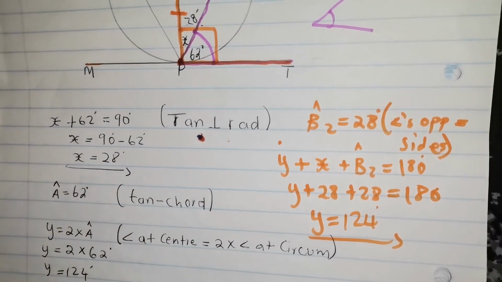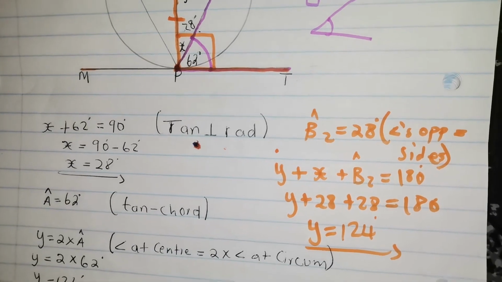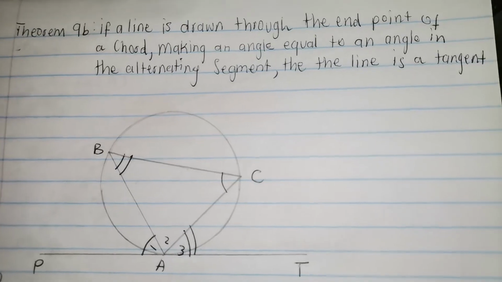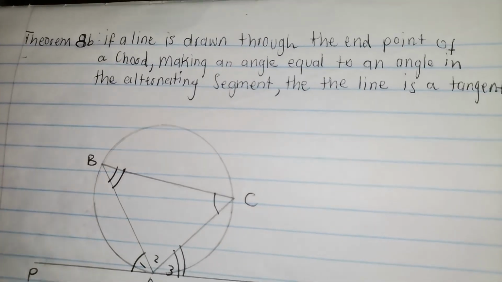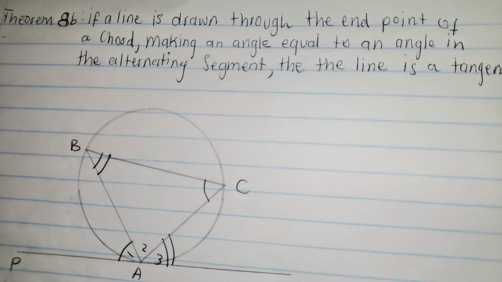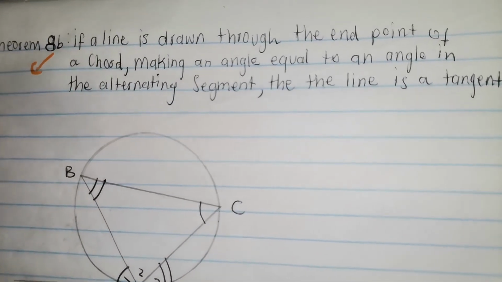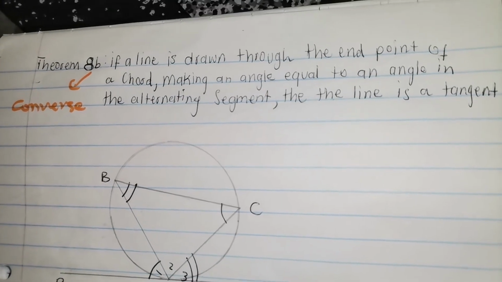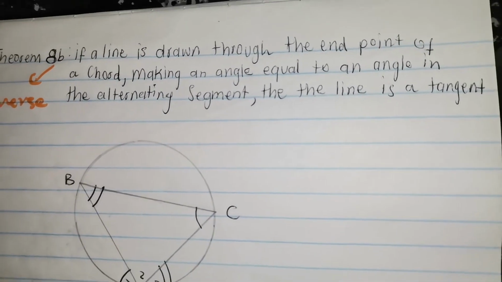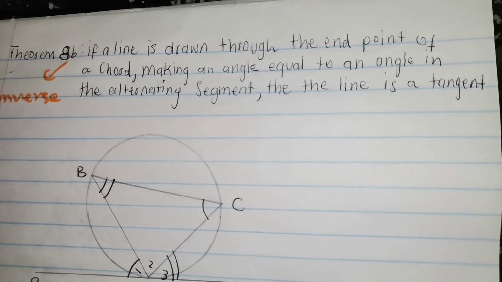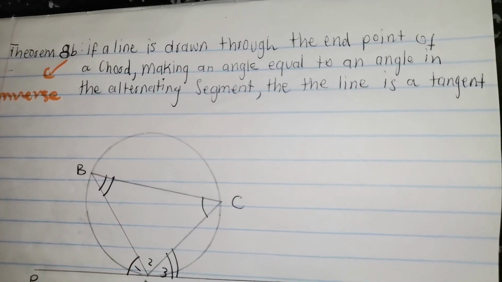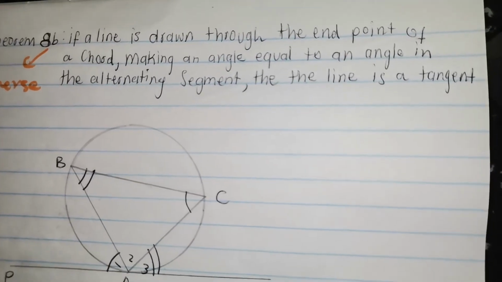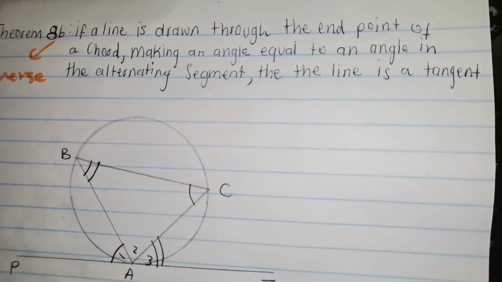So let us go to theorem 8b, the converse of this one. This one is not long, 8b. The converse is the exact opposite of theorem 8a. So this opposite means something that was implied in theorem 8a is now included. That's basically what a theorem that talks about the converse means.